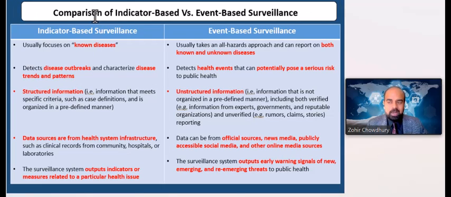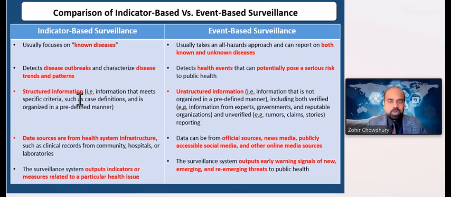So now, comparing the indicator-based system against the event-based system, we can see that the IBS system usually focuses on known diseases, whereas the EBS system usually takes an all-hazard approach and can report on both known and unknown diseases. The IBS system detects disease outbreaks and characterizes disease trends and patterns, whereas the EBS surveillance system detects health events that can potentially pose a serious risk to public health.